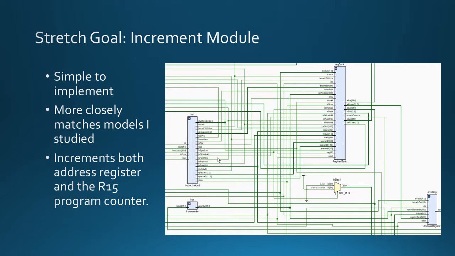I also had another stretch goal to create a separate increment module. Before, I started out doing this as just another part of my register file, but I believe this more closely matches some of the models that I saw. It takes the address register value and basically just increments that value by 4, and it modifies both the address register and the program counter, which is R15 in the register file. I had to do a little bit of work to set up a way to override the address value in different cases, but it wasn't too bad.